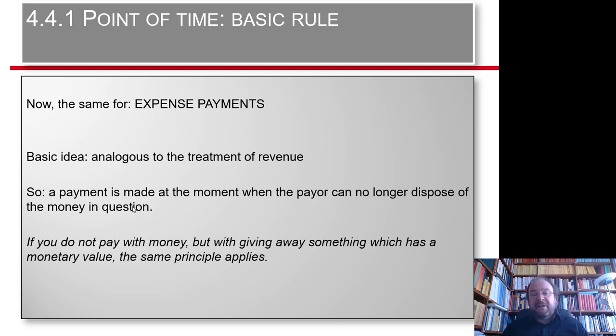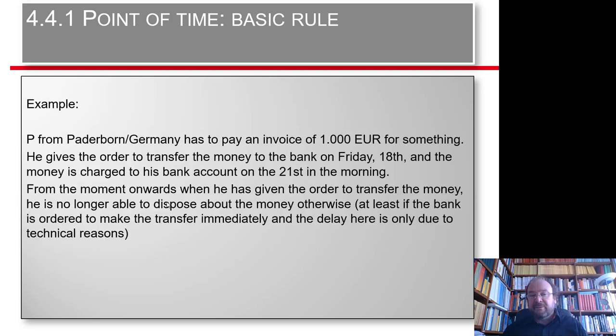The same stuff now for expense payments. When do you make expense? Well, expense is made at the moment when the payer can no longer dispose of the money in question. If you give away something with a monetary value, the same applies. When you got rid of the asset, you have become poorer. That's a sin.